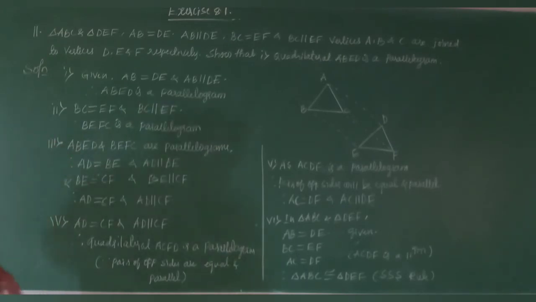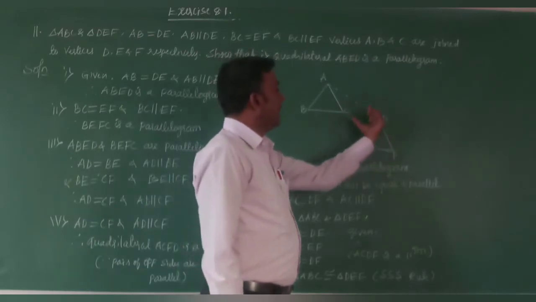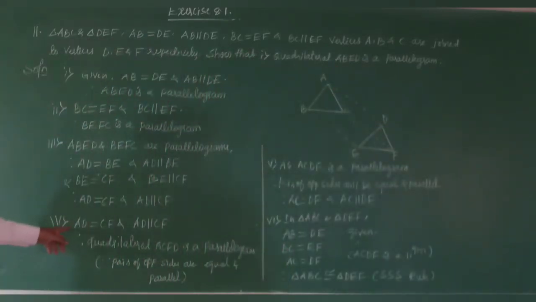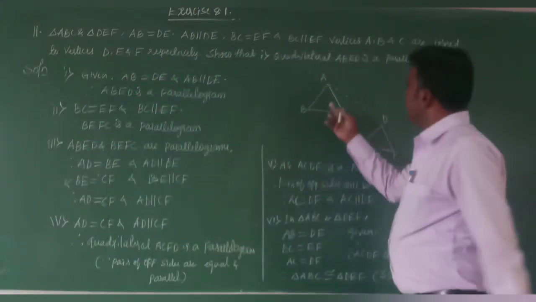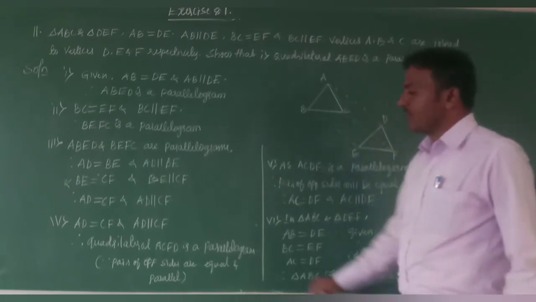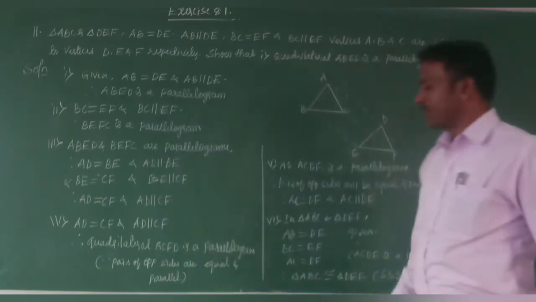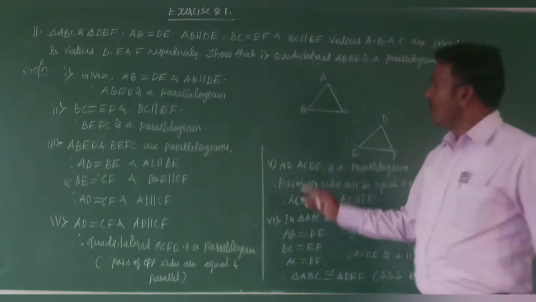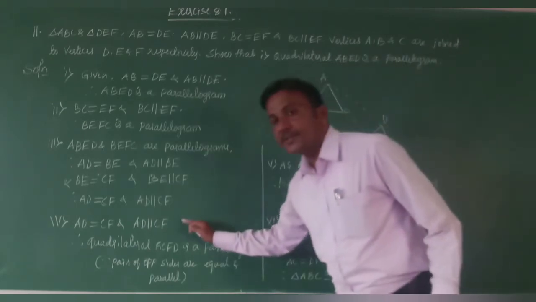In the fourth case, we need to prove quadrilateral ACFD is a parallelogram. So AD is equal to CF and AD is parallel to CF by above. AD and CF are equal and parallel to each other, so quadrilateral ACFD is a parallelogram because its opposite sides are equal and parallel. This is the fourth case.